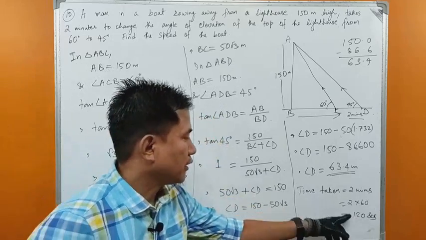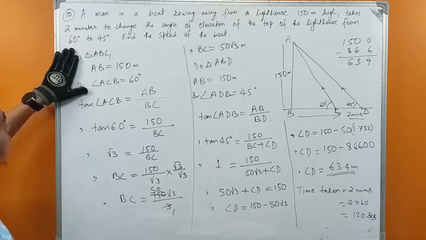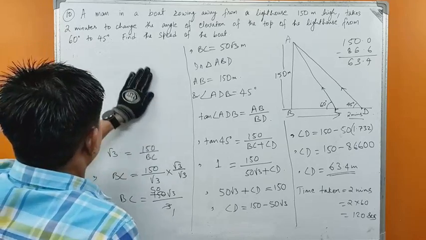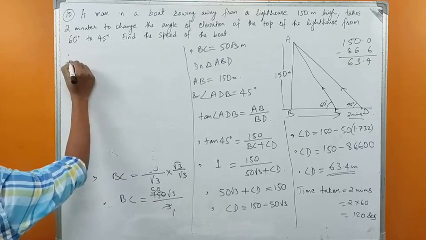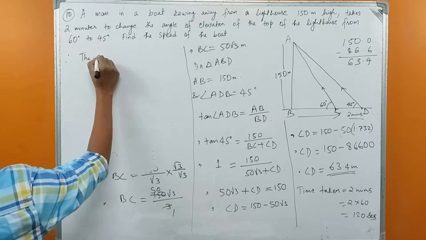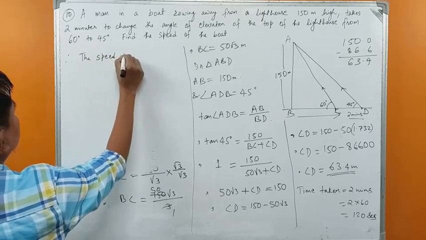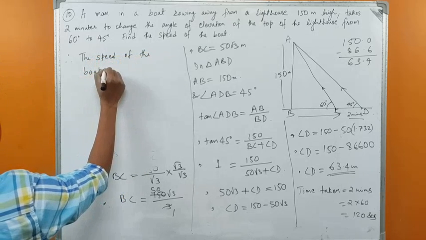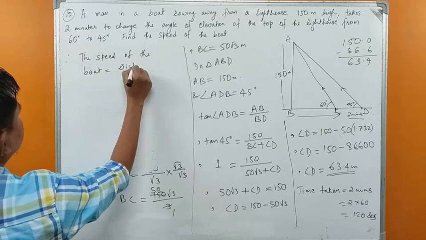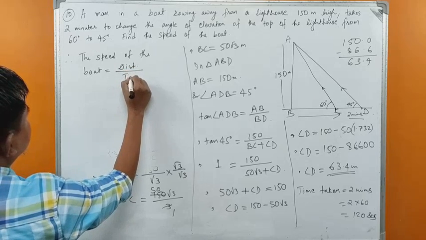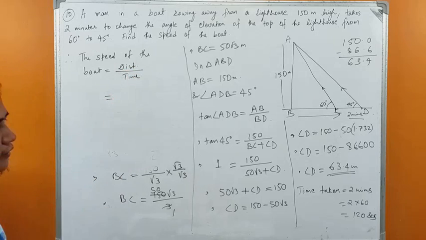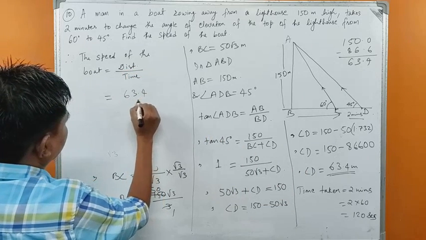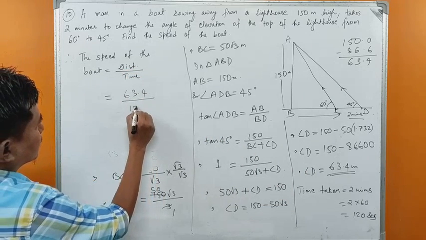We have distance, we have time, now we can find the speed of the boat very easily, isn't it? Therefore the speed of the boat equals distance upon time. This is the formula, everybody knows this. So what is distance? Distance is 63.4. And what is time? Time is 120 seconds.